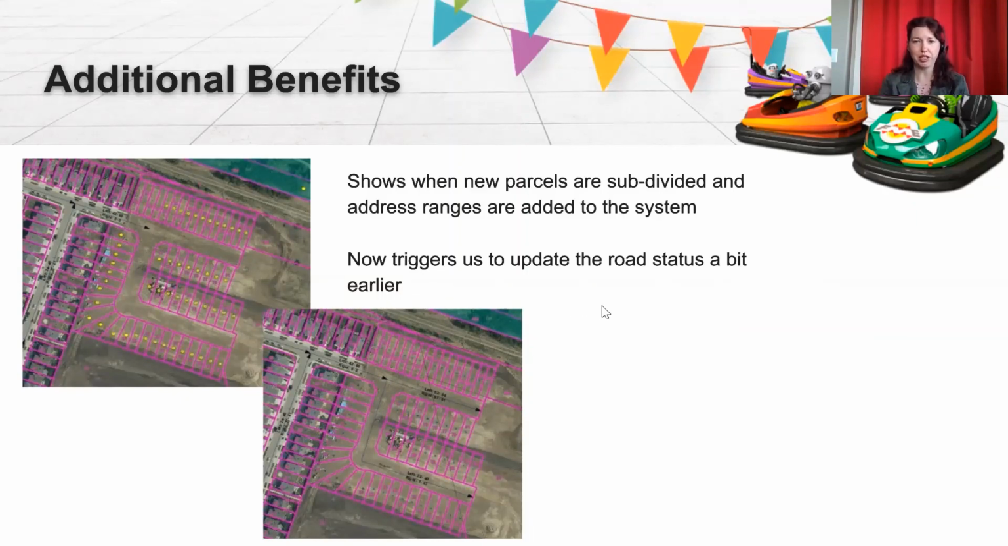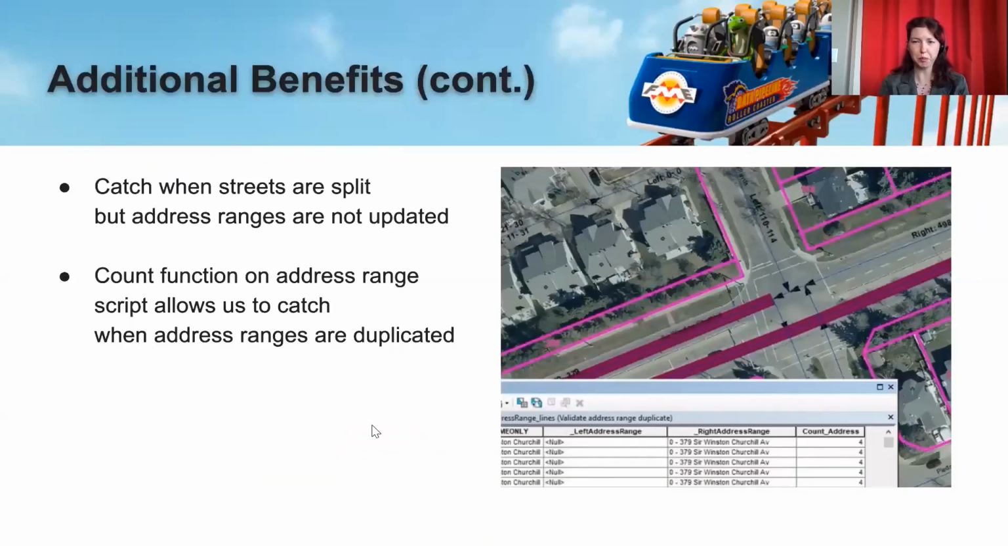So it triggers us to update the road status a little bit earlier than we did before, which helps with our GIS model that we have in the organization, where we have data stewards that sit in the individual departments. So sometimes communication could just take a little bit longer, and it just lets us know a bit earlier. So that's been a major benefit for us.